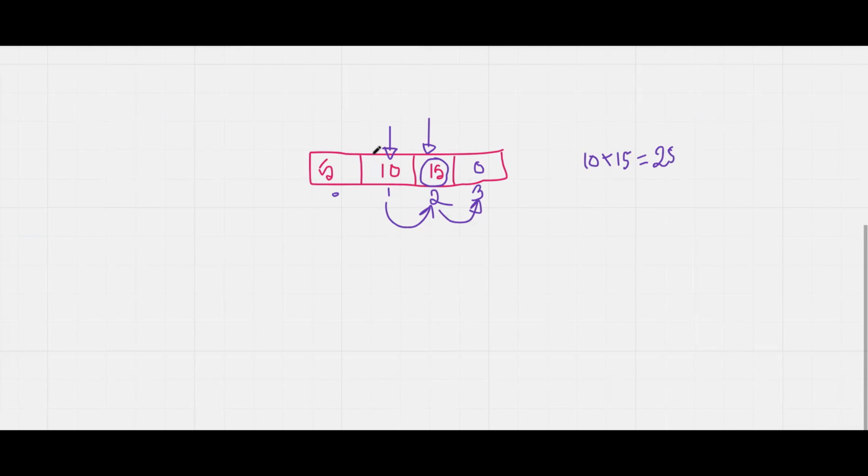Now, it is also possible that from position 1, we can jump 2 steps directly and reach to position 3. In this case, the value will be 10 plus 0, which is 10. Now, the minimum cost to reach position 3 from position 1 is minimum of 25 and 10, which is 10. 10 already presented here, so we don't have to rewrite it.